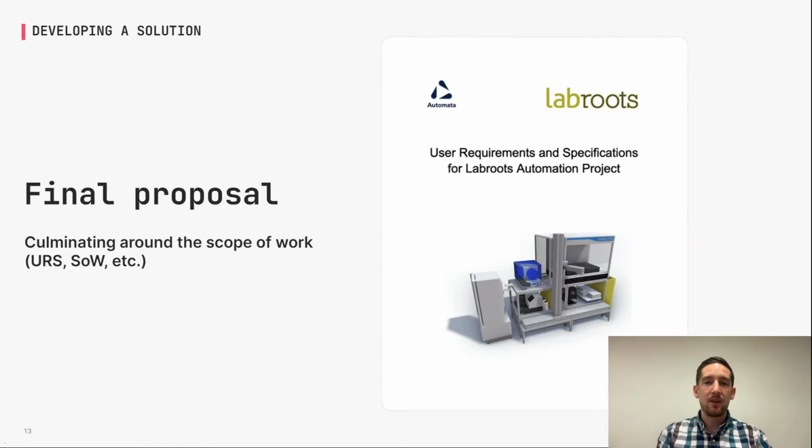Once we've refined that solution and everybody's in agreement that this is exactly what we need to build a really productive and effective automation solution, that's when we get to the final proposal. So this is going to culminate around some sort of document. Here at Automata, we call that the URS, or user requirements and specifications.